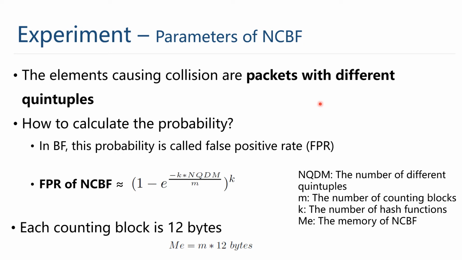From the former slide, we know that the elements causing hash collision are the packets with different quintuples. There are many packets with the same quintuple. If the quintuples are different, the later inserted packet may cause hash collision and make the statistics of former packets wrong. The probability is called FPR in BF and can be calculated by this formula. Because 12 statistics can be used to calculate the value of the features, we set each counting block to 12 bytes, and the total memory can be calculated by this formula.